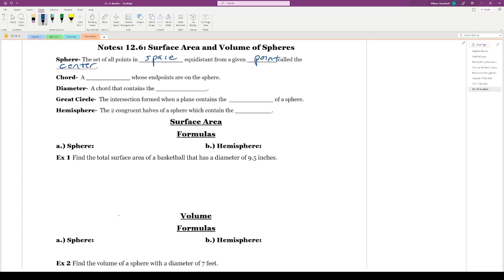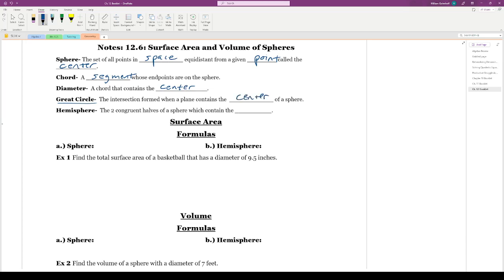So, a 3D circle. A chord, just like for a circle, is a segment whose endpoints are on the sphere. A diameter is a chord that contains the center. So these definitions are exactly the same as they were for a circle. A new thing we have is this concept called a great circle. A great circle is the circle formed by a plane that cuts through the center of a sphere.